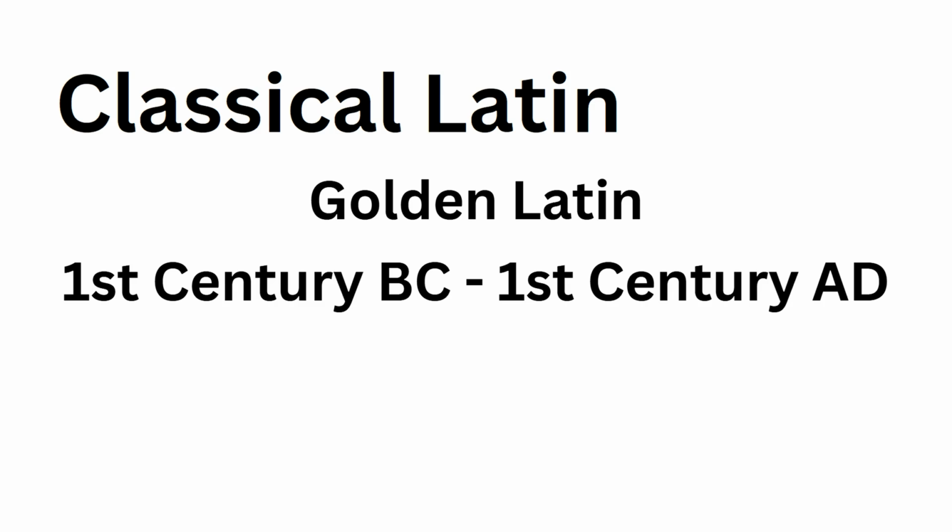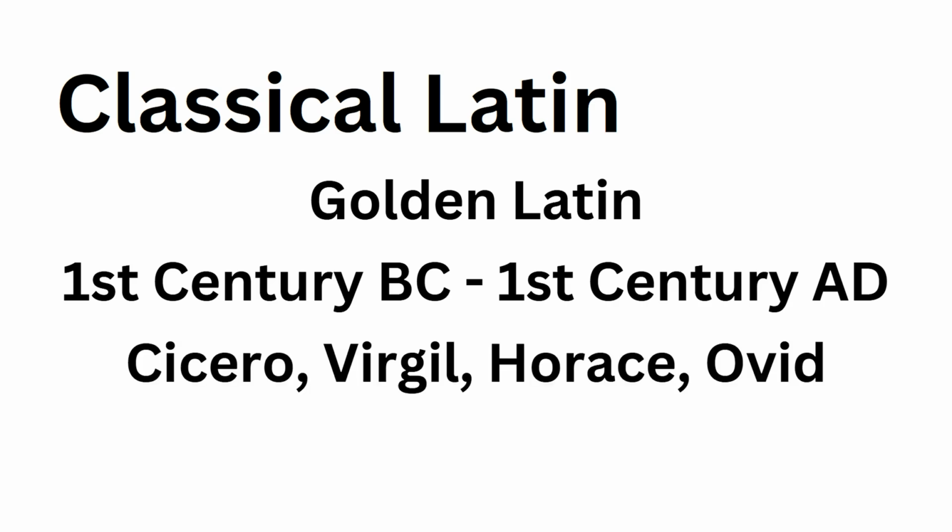And the reason it's called Golden is because it's the time that most scholars agree was the peak of Latin literature. So people like Cicero, hence the Ciceronian age, and then Virgil, Horace, and Ovid in the Augustan period were writing their most important and influential works.